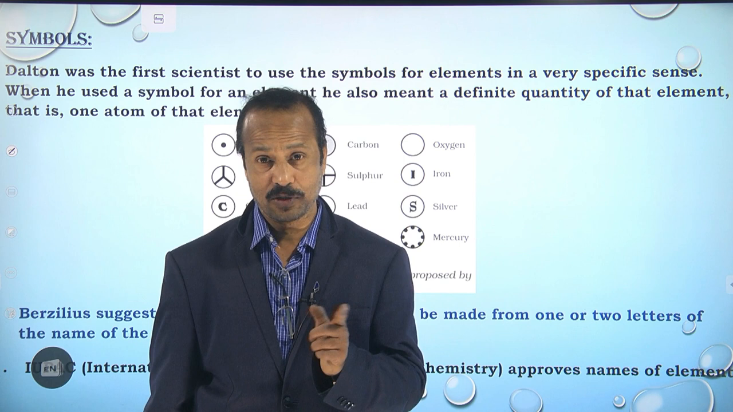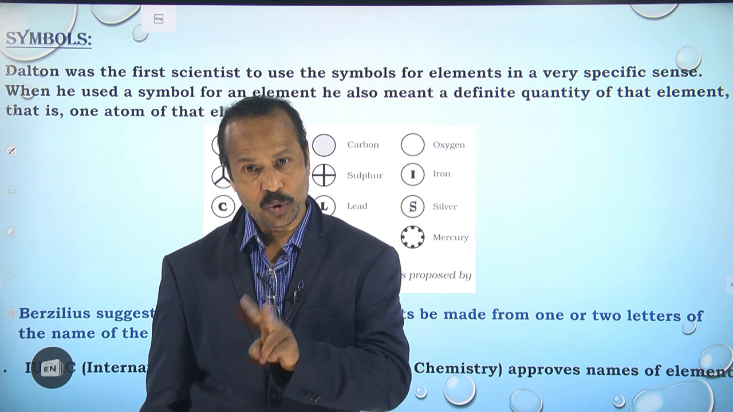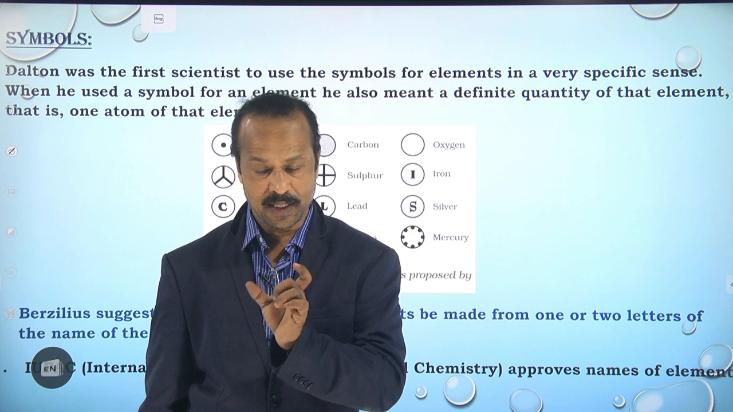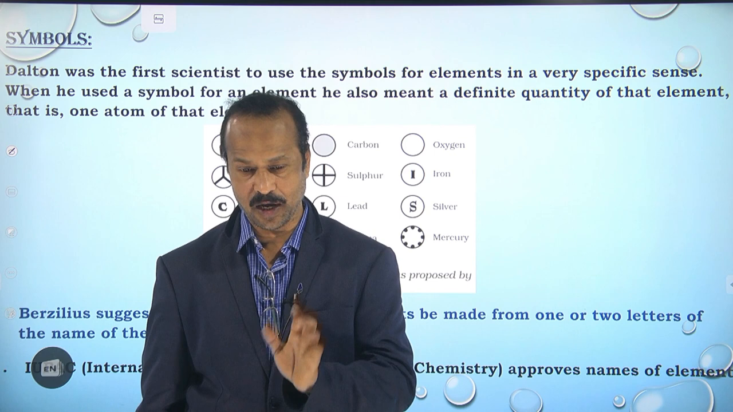He started giving the first letter of that element, or the first two letters of the element, or the first letter with some prominent letter in that element. Like this, he started giving the symbols of the elements by using only one or two letters. This we are following till now. Is this clear to you?